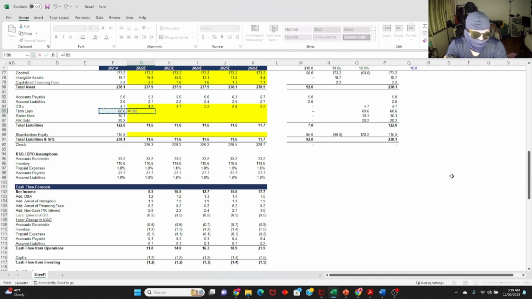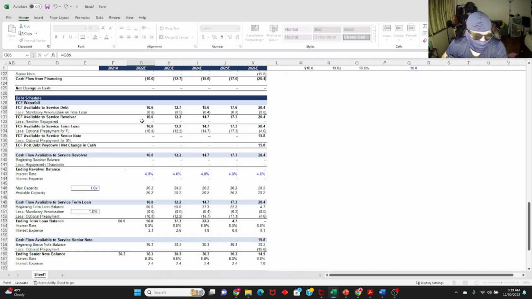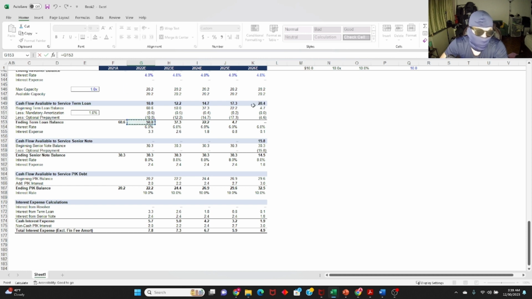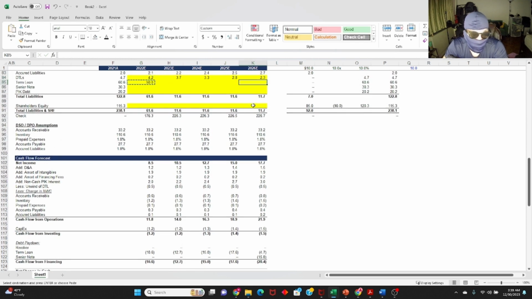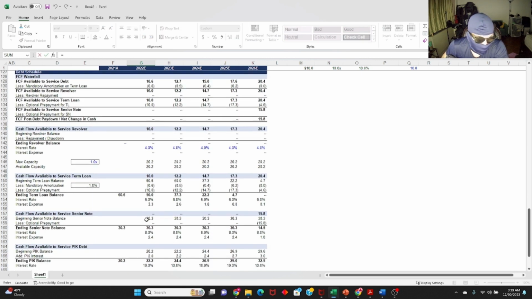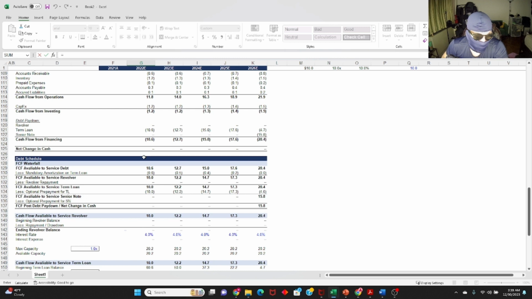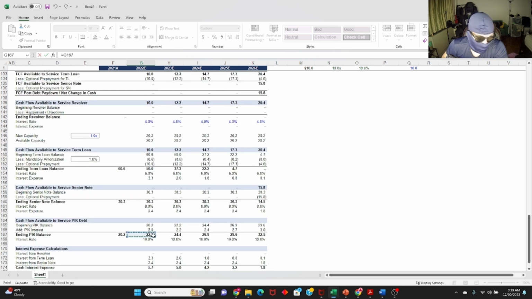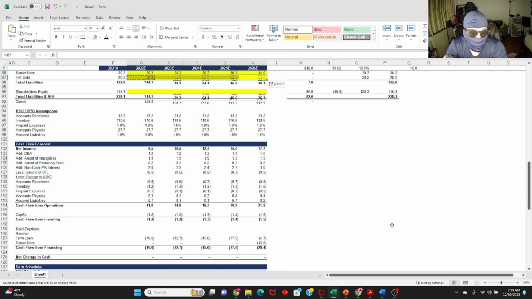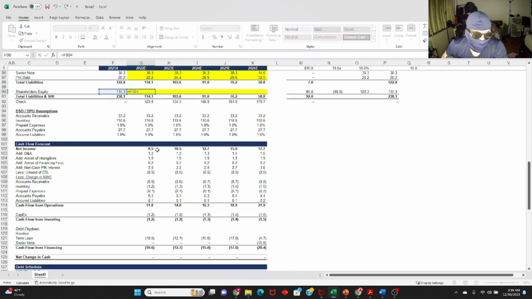Your term loan, you can just link it to the ending balance of each of your debt facilities. Right now it's 50. Your senior note doesn't get paid down until year 5. Your PIK debt, you're going to link to the PIK balance over time. And now your shareholders' equity is going to be this plus your net income amount. Hopefully it ties. Okay. Please tie, please tie. Yep.